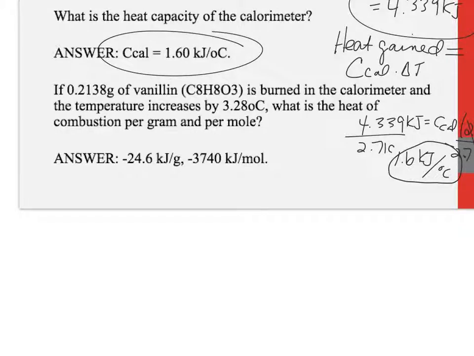Okay, next problem. If 0.2138 grams of vanillin is burned in the calorimeter and the temperature increases by 3.28, what is the heat of combustion per gram and per mole? So they want per gram and per mole, so this is going to be part 1 and part 2. We know that it is exothermic because there's an increase in delta T. I know my mass, and I know that my delta T is 3.28.